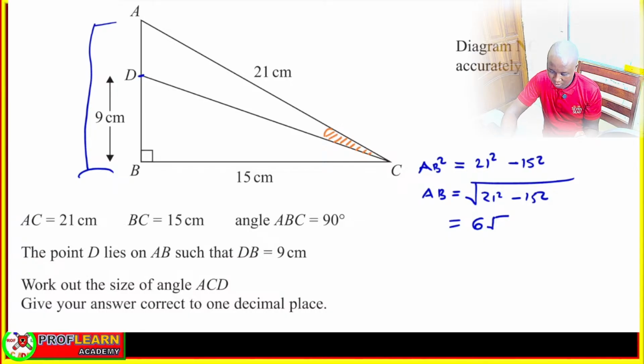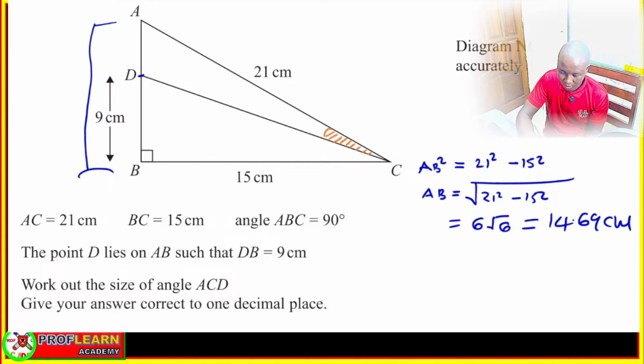6 root 6, which is approximately 14.69, which is 14.69 centimeters. So if I subtract 9 from there, 14.69 minus 9, I'm going to get 5.69. This value that we have here is 5.69 from here to this point.